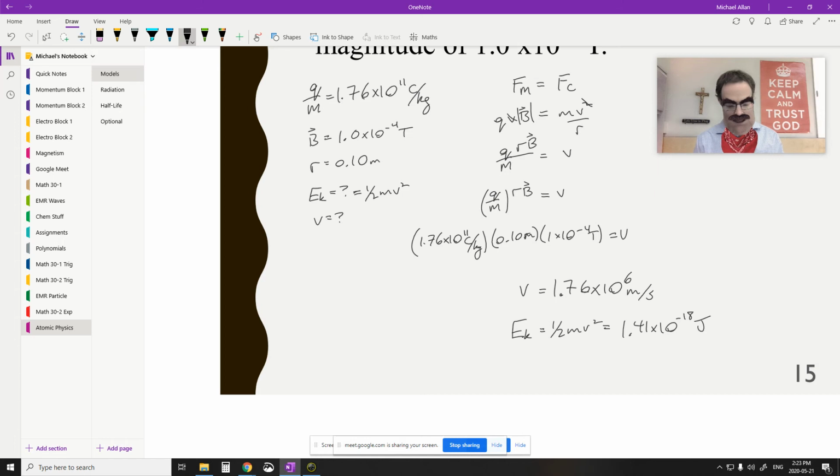Yeah, why not? Let's just change it into electron volts. So I'm going to divide it by that number, the 1.69 times 10 to the negative 19, and this is 8.81 electron volts of energy. I'd be okay if you just left it in joules.